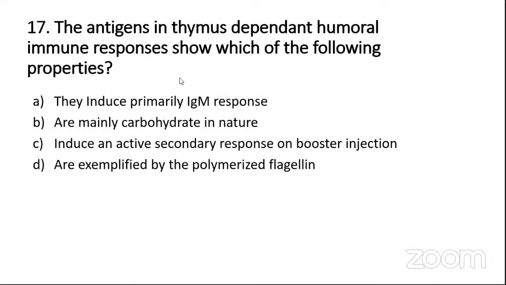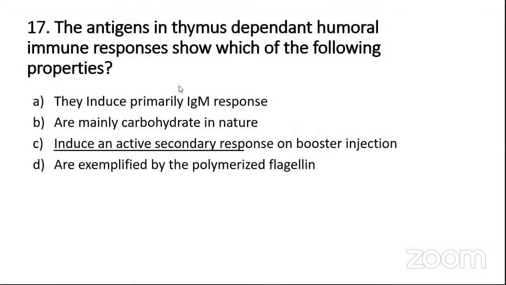Okay. The antigens in thymus dependent humoral immune response show which of the following properties? They induce primarily IgM response, are mainly carbohydrate in nature, induce an active secondary response on booster injection, are exemplified by polymerized flagellin. So humoral immune response. They induce an active secondary immune response on booster injection.